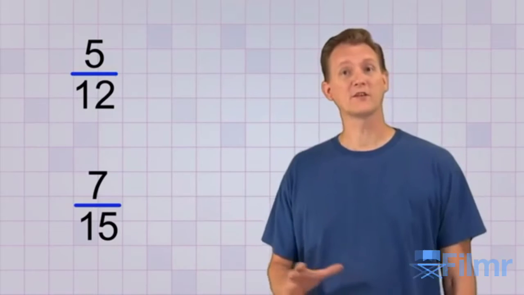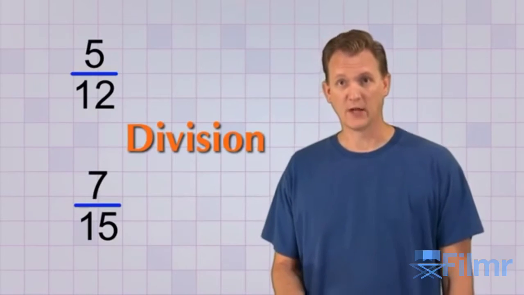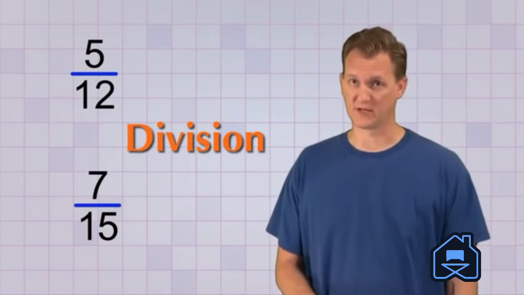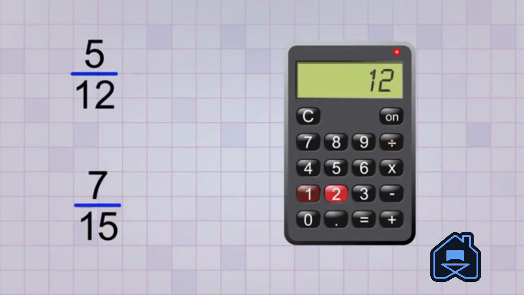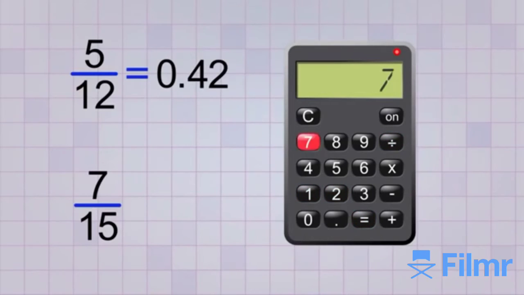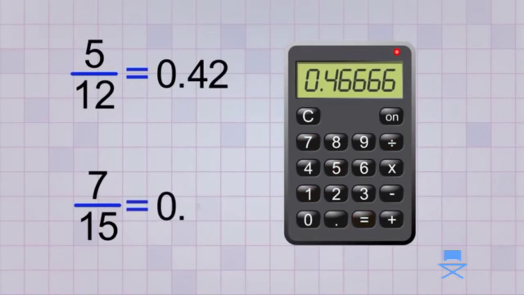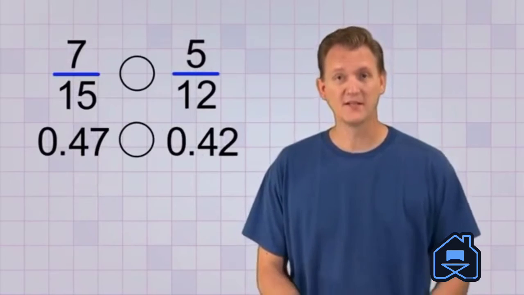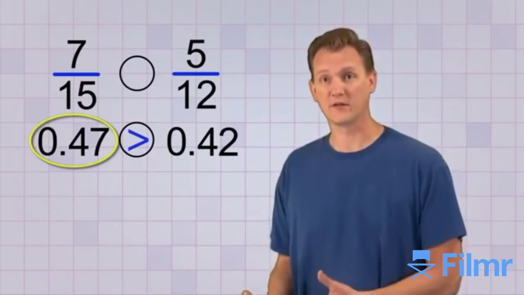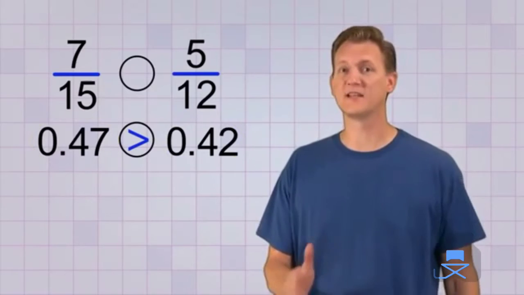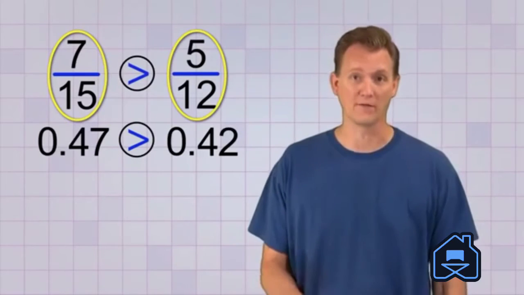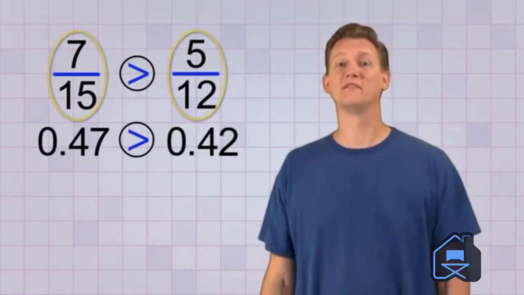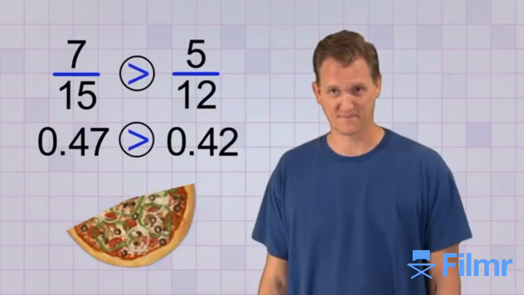If you convert the fractions to decimals by doing division, it will make it much easier to see which one's bigger. 5 divided by 12 is about 0.42, and 7 divided by 15 is about 0.47. Yep, that makes comparing them much easier. Since 0.47 is greater than 0.42, it means that 7/15ths is greater than 5/12ths, and that means that you'd rather have 7/15ths of the pizza.